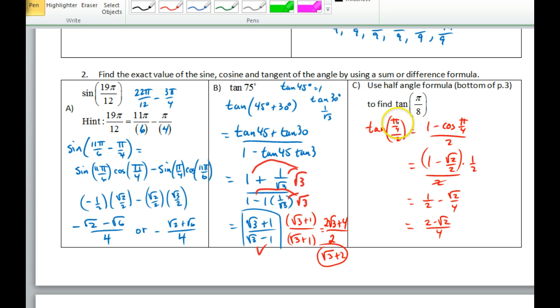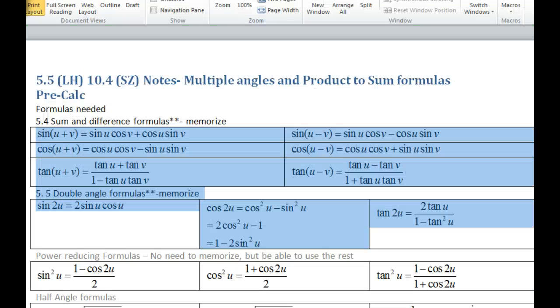All right, then this one, when you see pi over 8, we don't know pi over 8, but we do know pi over 4, which is twice pi over 8. So I can rewrite this as pi over 4, all divided by 2, that's equivalent to pi over 8. And so this becomes my u in my other formula. So if I take this here, this is my u for the tangent.